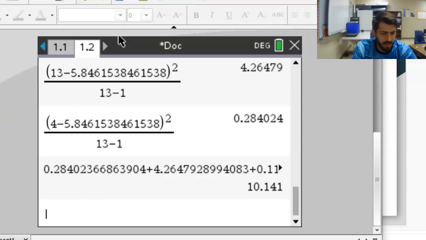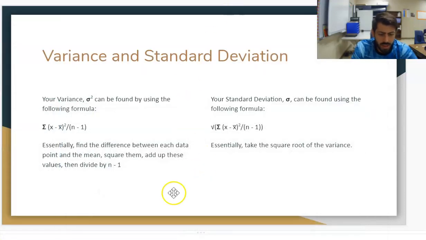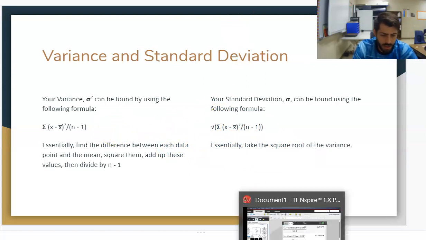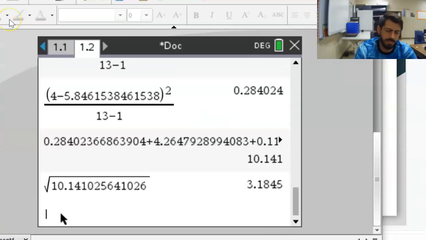That was a lot. All right, so in order to calculate the standard deviation from that, thankfully, we don't have to do a whole new calculation. All we have to do is take the square root of the variance. And there's our standard deviation. Much easier, right? So we've done all this. Now you know how to do all these by hand.